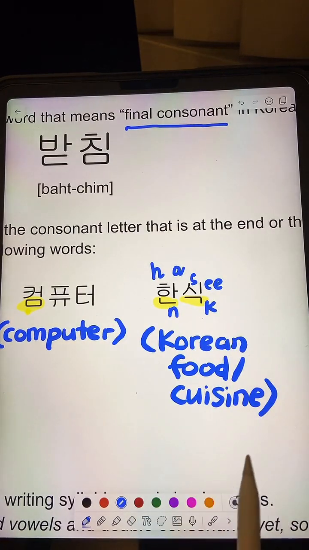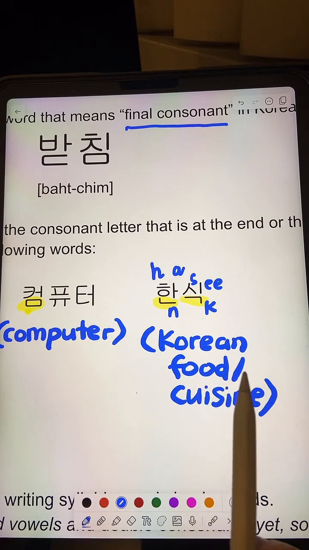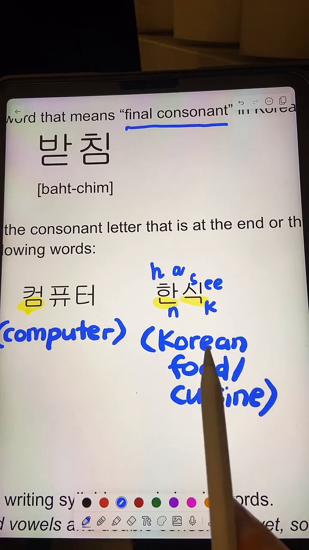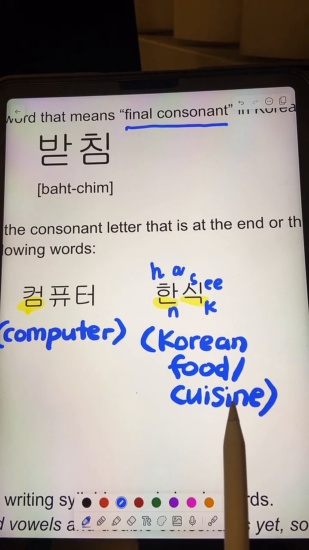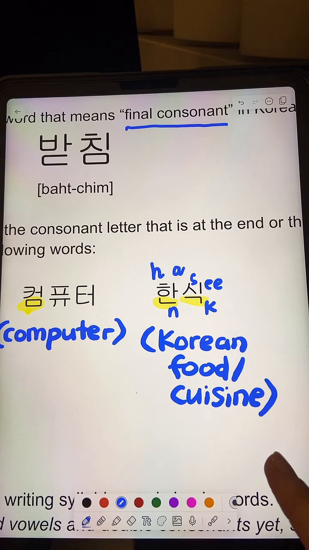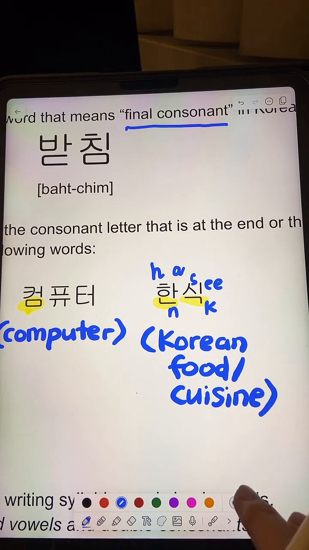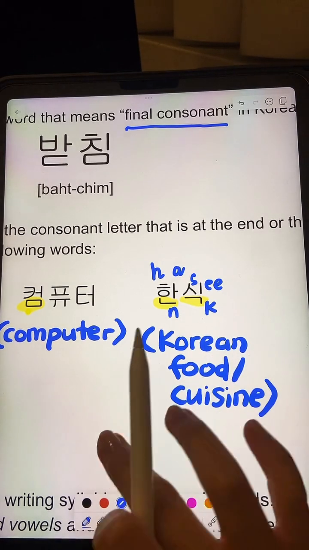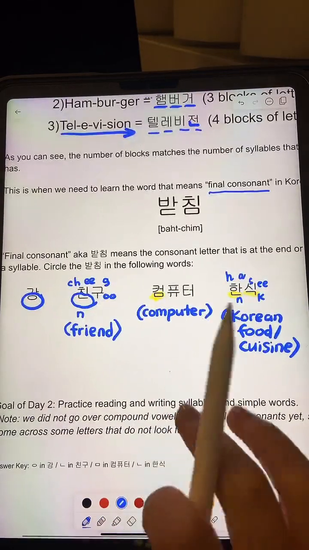한식. Who likes 한식? If you go to a 한식 restaurant, you probably will get a lot of 반찬, right? 반찬 means side dishes. 네. Great. So these are 받침.